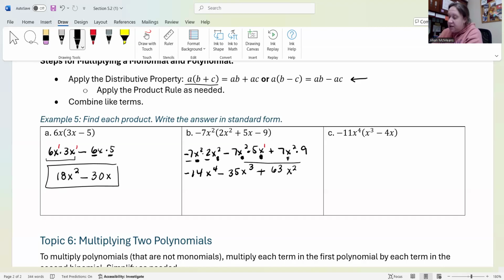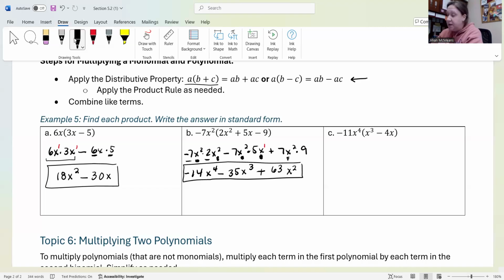And the directions here did say to write our answers in standard form. So remember, standard form is when you write the terms in descending order of power. So you want to make sure you have highest exponent to lowest exponent and then end with a constant if you have one. Okay, so just make sure you're following that rule too. And so far, the two answers we have are in standard form.